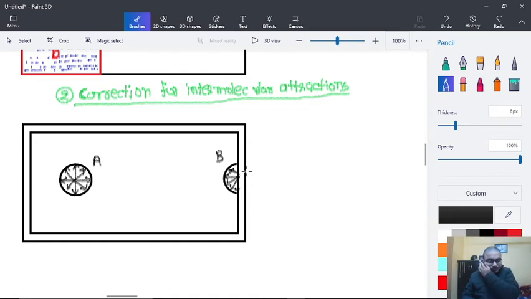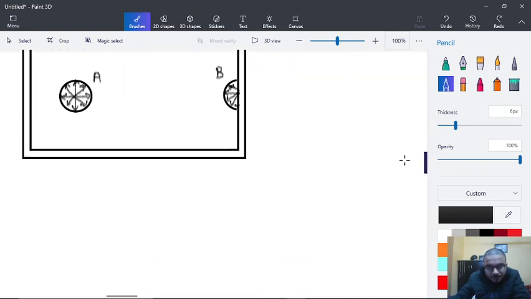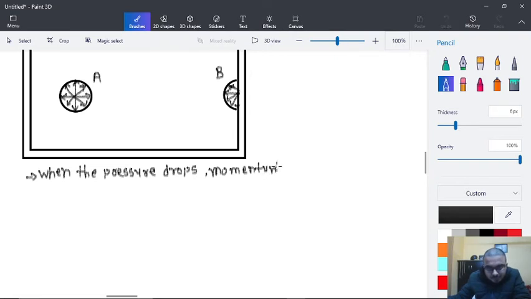So in this case, there are few facts that we need to understand here, that when the pressure drops, momentum of molecules also decreases.